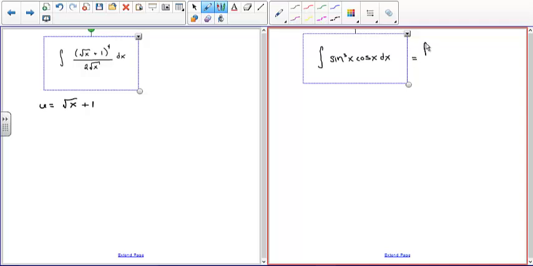And to give you a little hint on this one, remember that the sine cubed of x is the same as the sine of x cubed. So now you see something in parentheses, so that should lead you to choose the correct u.